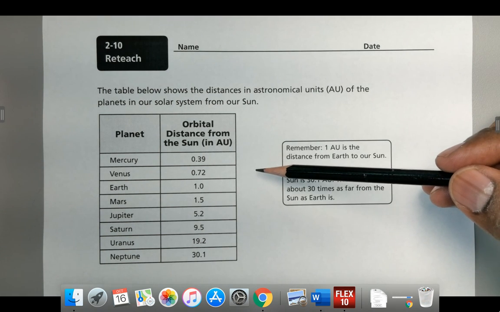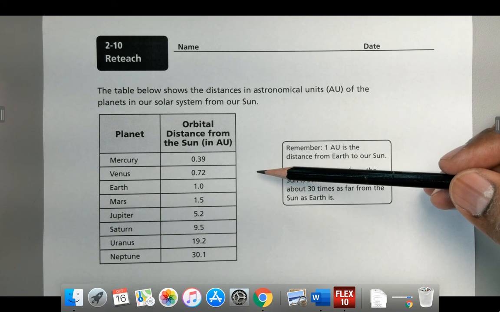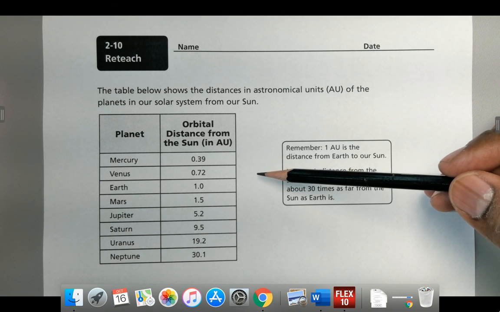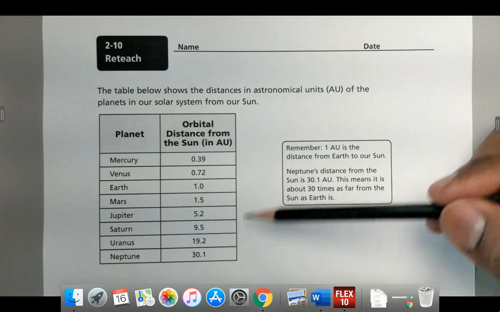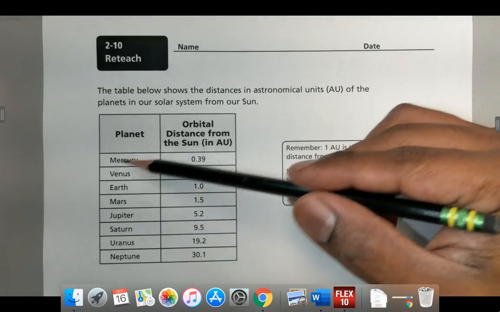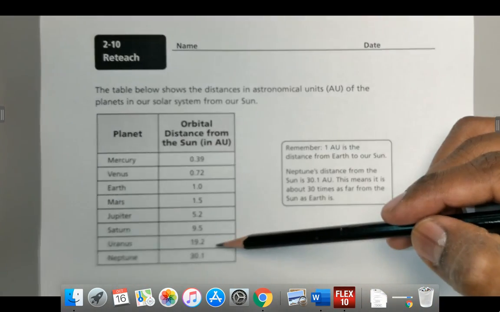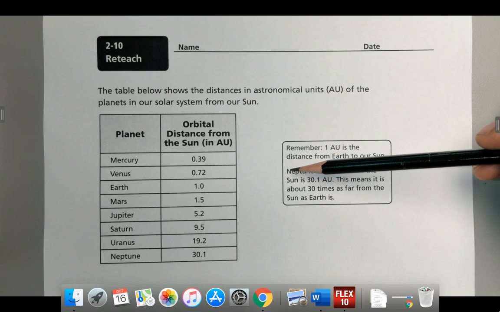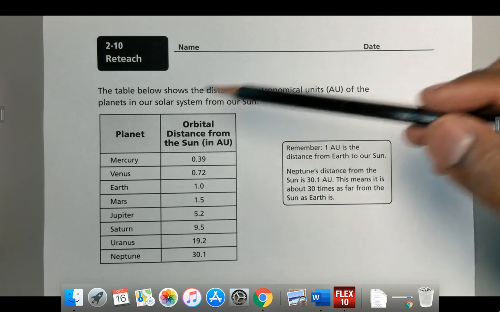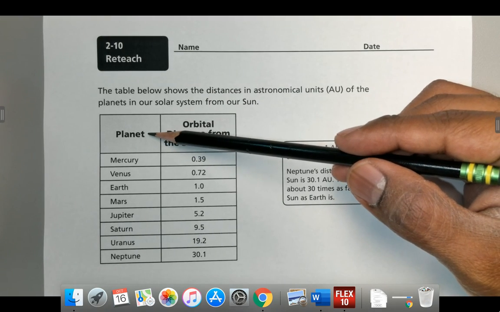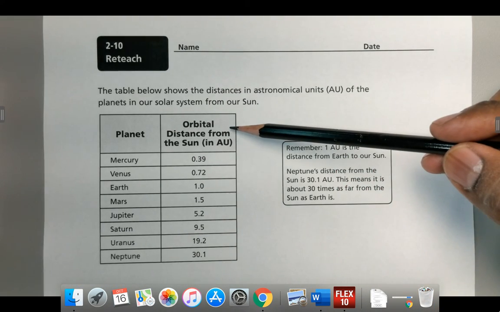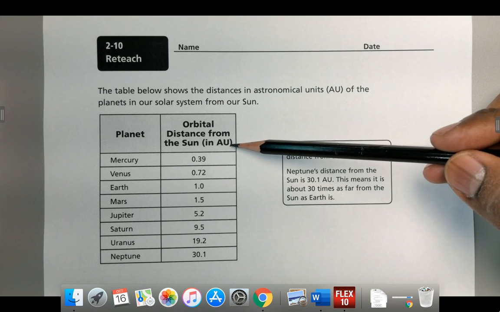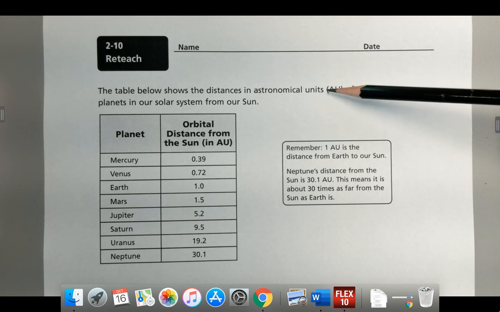In this lesson, we're going to be looking at data that is organized in the form of a table. This table has two columns, and so it's important first to understand the type of data that is contained in this table. On the left column, we have planets, and in the right column, we have each planet's orbital distance from the sun in AU. So AU is short for astronomical units.